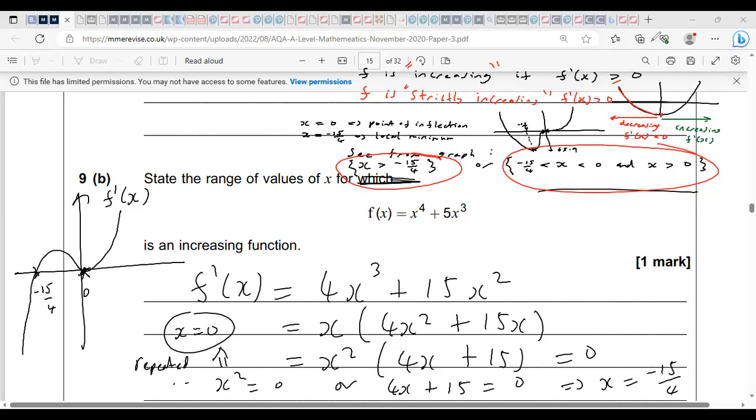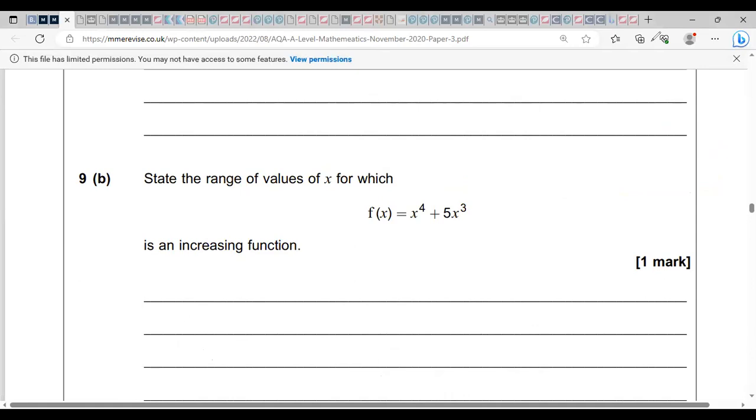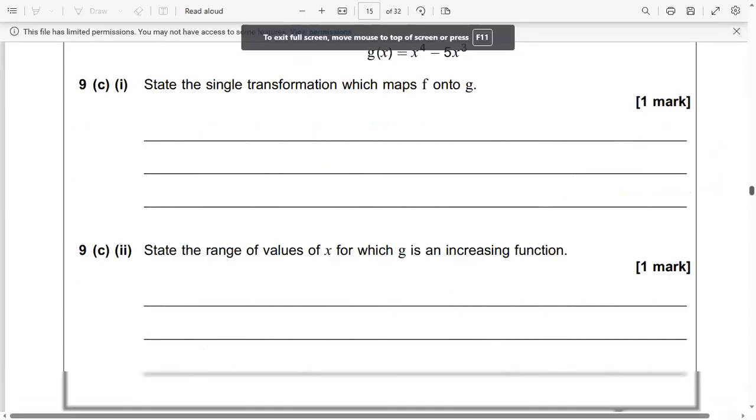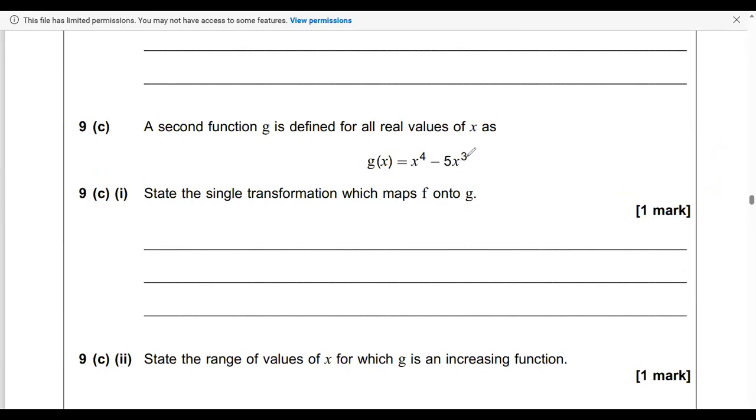Right, I'm going to delete all this again because I'm using Zoom and it won't let me go back to full screen mode. There we go. Right, so let's go down to the next part of the question. We have now a second function g, which is defined for all real values of x. So g of x equals x to the power 4 minus 5x cubed. We want to state the single transformation that maps f onto g.